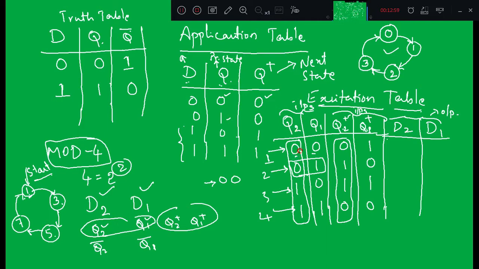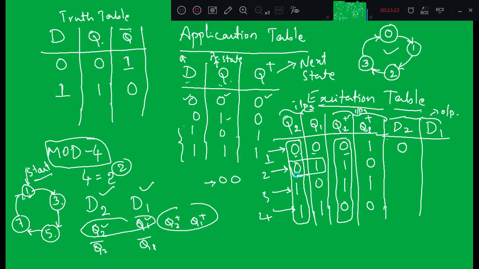So for Q2, I must see Q2 and Q2 plus. Both are 0, 0. What is the value of D here in the application table? It is equal to 0. So that will be the value of D2, because the outputs are Q2 and Q2 plus, which is the previous state output and next state output, right?